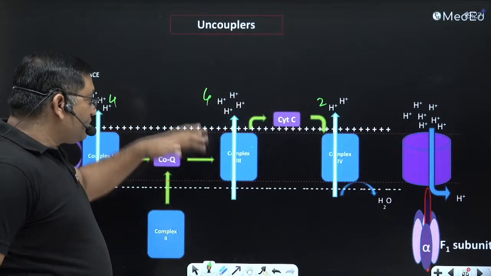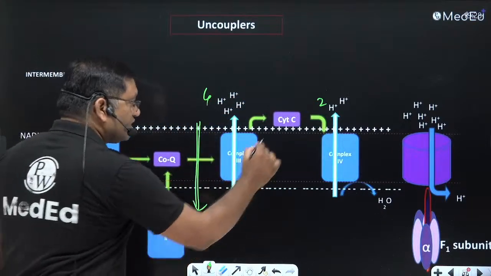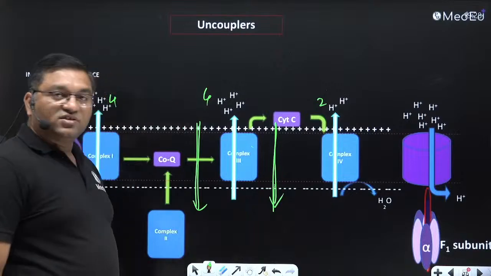Uncouplers increase the permeability of this membrane. As such, this membrane is impermeable.